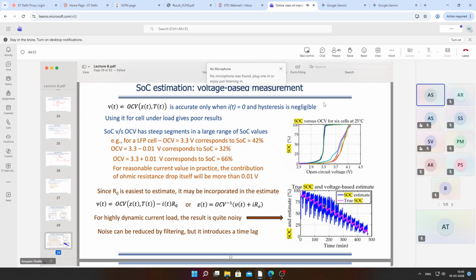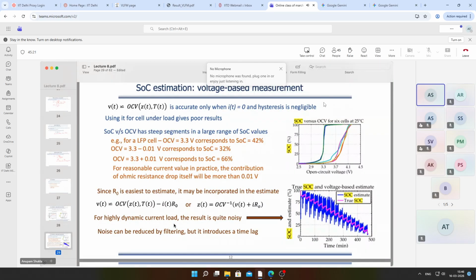What this kind of graph is telling you is that if you have a highly dynamic current load, and highly dynamic current load means current is changing very rapidly with time. For example, let's say you have an EV and somebody is driving, so there may be opportunities for acceleration. There will be situations where you have to decelerate, apply the brake. Even when you are accelerating, you may be accelerating slowly and then fast.